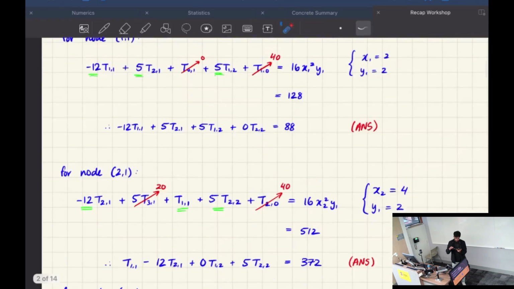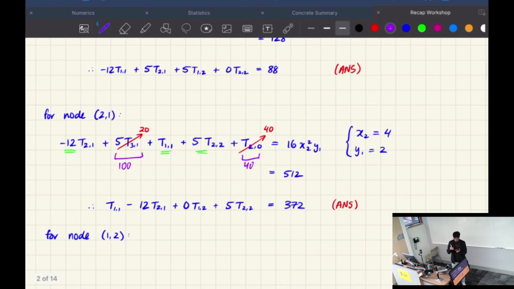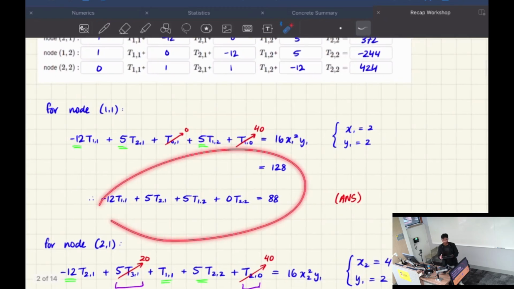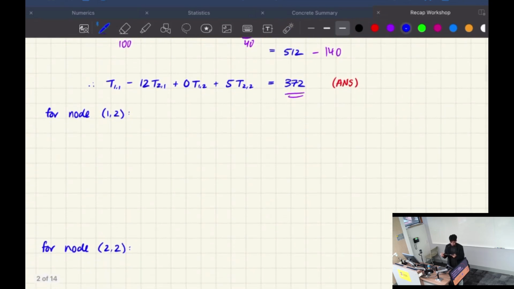Okay. I've done something similar for the node (2,1). But we get 2 boundary conditions. And overall, this one becomes 5 times 20, which is 100. This is just 40. Taking it over to the other side, we get 512 minus 140, which is 372. And these are just the coefficients that you guys can copy the same thing over here. Okay. So I'll quickly go through for node (1,2) and for (2,2). I'll do it right here.